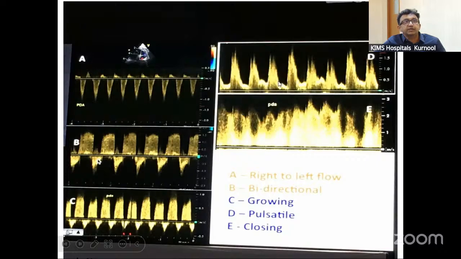Systole goes up, diastole comes down, systole goes up, diastole comes down. This is the normal pattern, also called the pulsatile pattern. So it appears like a pulsed flow. So number D is the pulsatile pattern.